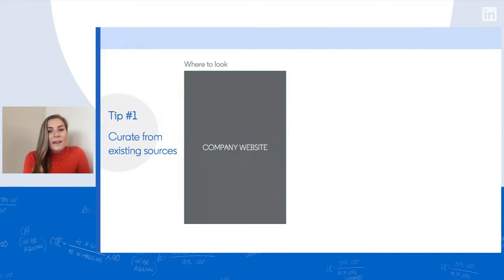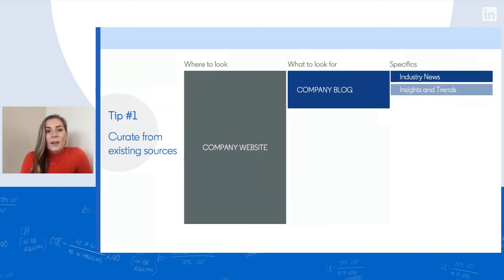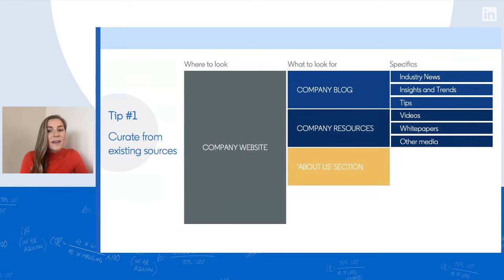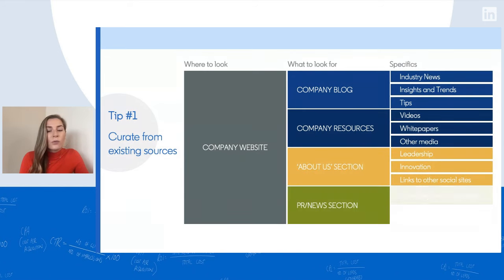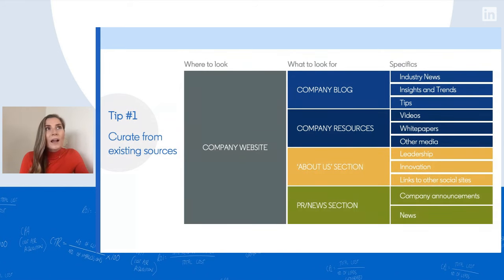Going into the next tip, create from existing sources that you already have. So if you take a look on your company website, you can look at your company blog, company resources, the About Us section, and then PR and news. And you'll find you probably already have more content than you thought. Repurposing these types of materials on LinkedIn is totally what we would encourage.